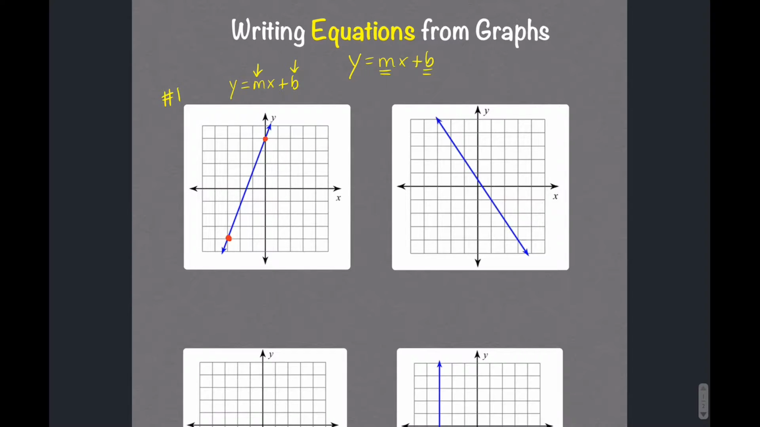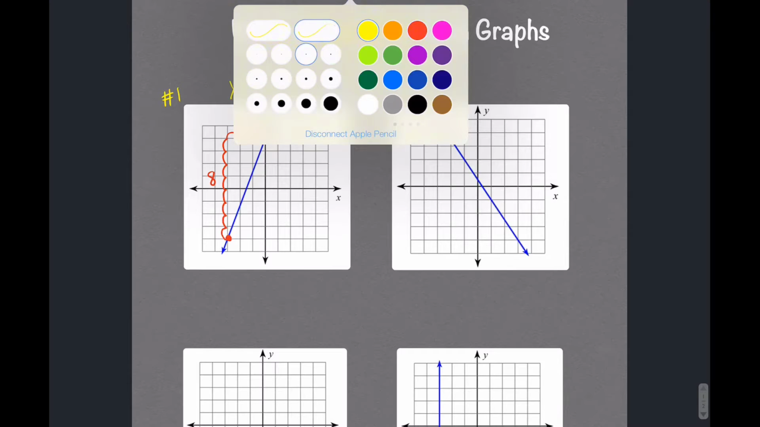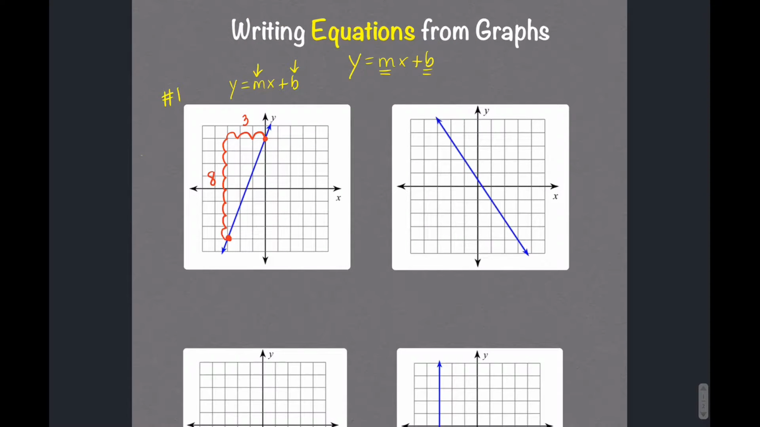And to find the slope, we simply do rise over run. So I'm going to count my rise: 1, 2, 3, 4, 5, 6, 7, 8. So we have a rise of positive 8 and a run of 1, 2, 3. So I know, just based on that, that my slope, I'm going to write it over here to the side, is 8/3.